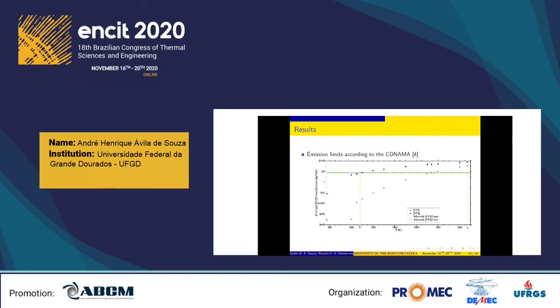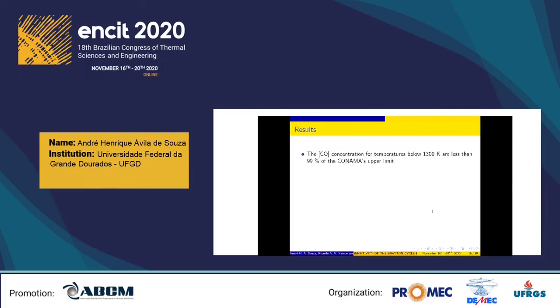It is important to compare the CO and NO emissions to the maximum emission limits determined by the CONAMA. To draw the comparison, the effectiveness is kept fixed at 80% and the concentration of pollutants are illustrated in figure 6. The CO concentration for temperatures below 1300 Kelvin are less than 99% of the CONAMA's upper limit, and there is a considerable increase for temperatures above 1500 Kelvin, reaching the maximum limit at 1750 Kelvin. The NO emissions are higher and reach the concentration limit at 1080 Kelvin.